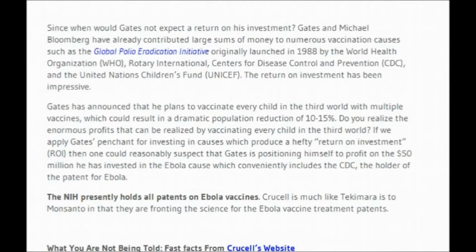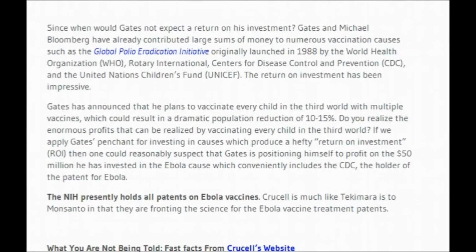Gates has announced that he plans to vaccinate every child in the third world with multiple vaccines. Do you realize the enormous profits that can be realized by vaccinating every child in the third world? If we apply Gates' penchant for investing in causes which produce a hefty return on investment, then one could reasonably suspect that Gates is positioning himself to profit on the $50 million he has invested in the Ebola cause, which conveniently includes the CDC, the holder of the patent for Ebola. It's about the money. They want the money. They're going to get the money.